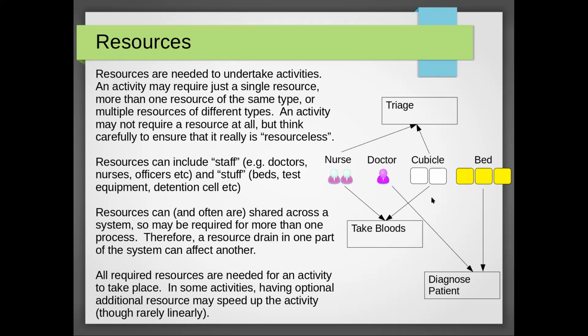So let's think about an example here. We might have our resources being nurses, might have a couple of nurses, a doctor, a couple of cubicles, a few beds. So we've got our staff resources here and our stuff resources here. And these resources may be shared across the system. So for triage, we need a nurse and a cubicle, but nurses and cubicles are also required when we're taking bloods, for example. And the diagnose patient activity will need a doctor and a bed. So thinking about what your staff and stuff resources are, and how they're shared across the system.